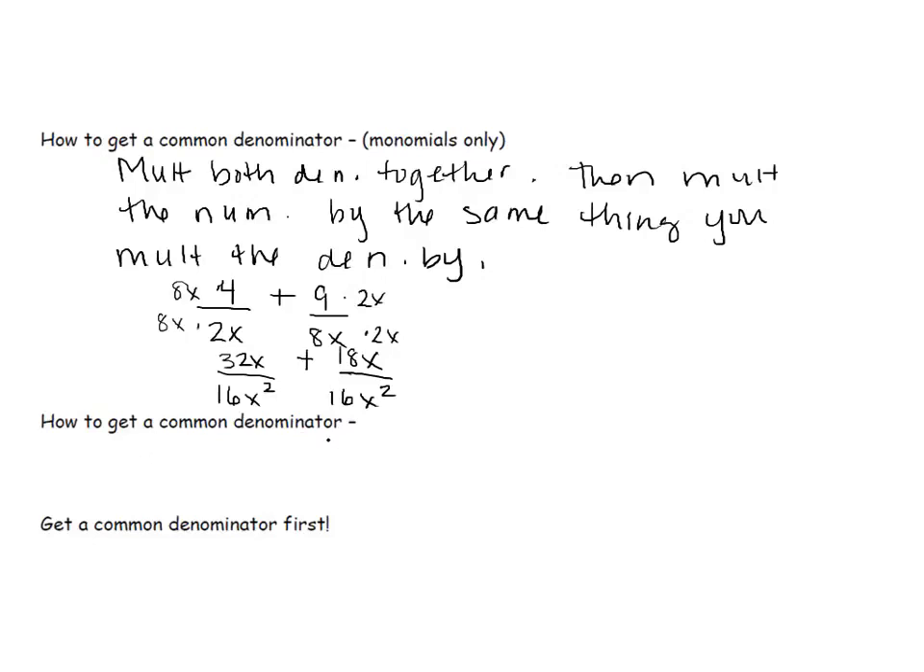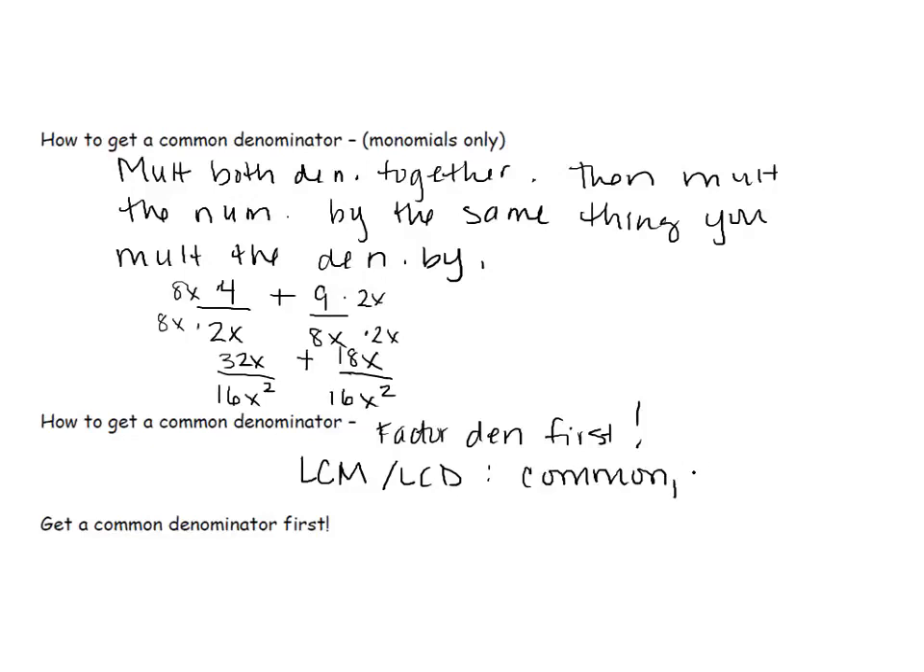Now the other way to get a common denominator, if it's not monomial, as I mentioned, is to factor the denominator first, and then come up with your least common multiple or least common denominator by taking what's common and then taking what's not common. But we don't distribute. We just write them next to each other.